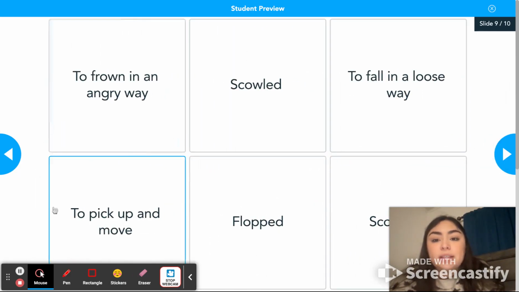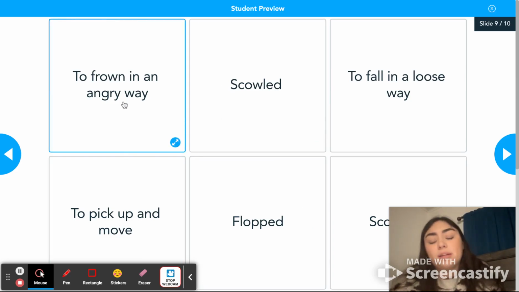And then right here is the game. So I would just go through, there's the 3 vocabulary words, and then there's the 3 definitions. So flopped is like to pick up. Flopped is to fall in a loose way. Scooped is to pick up and move. And then scold is to frown in an angry way.